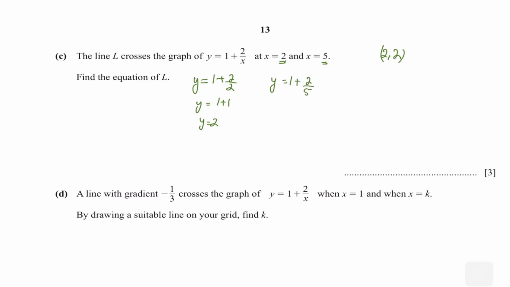So 2 upon 5 is 0.4. So y is equal to 1 plus 0.4, so that's going to be 1.4. So the other point is going to be 5 comma 1.4. Now I'm going to find the equation of this line. That means I'll have to find the gradient and the y-intercept.